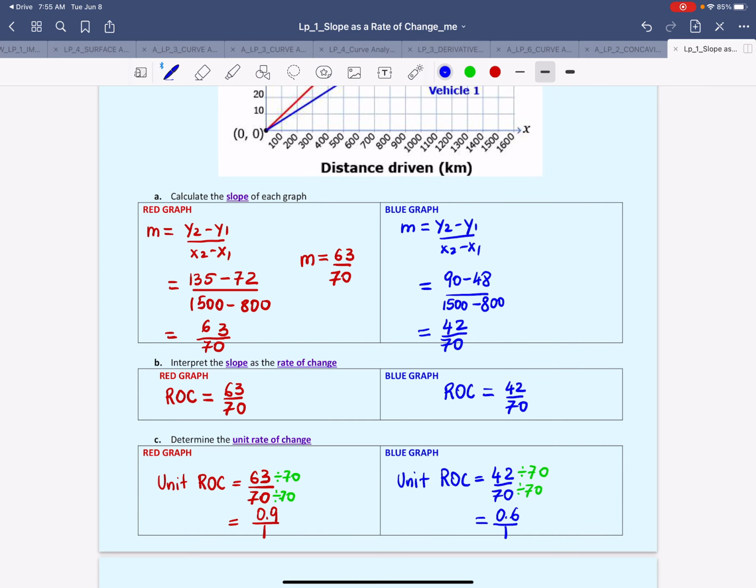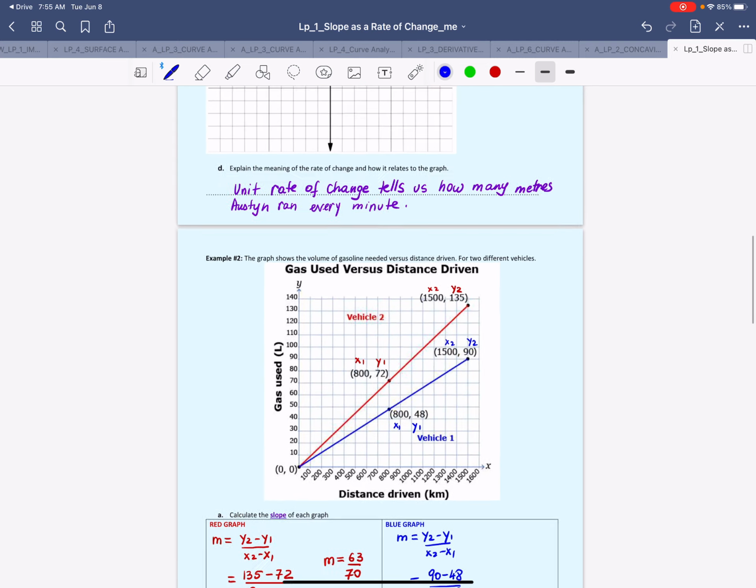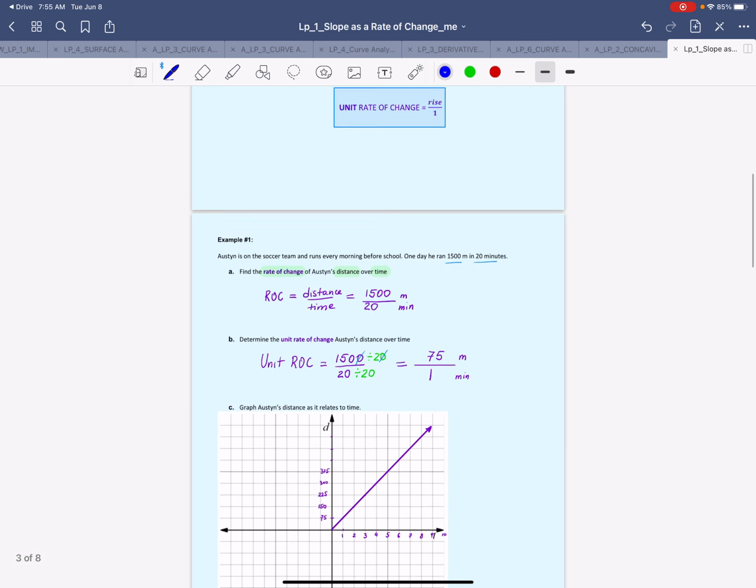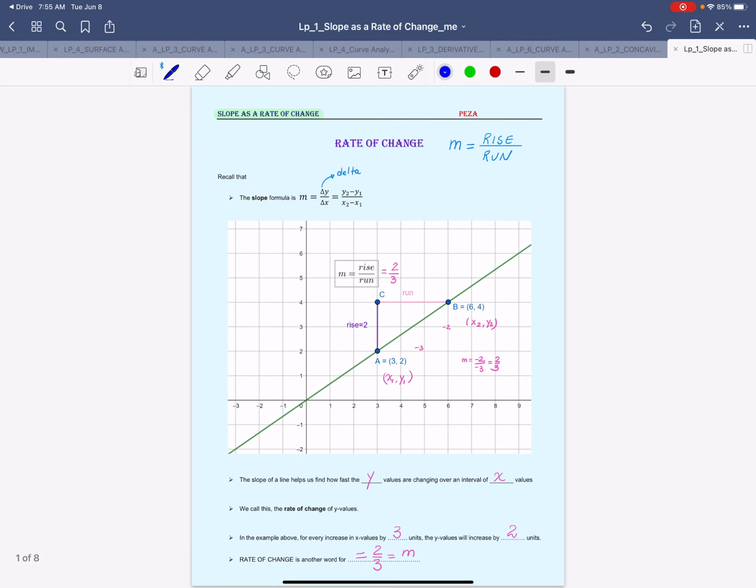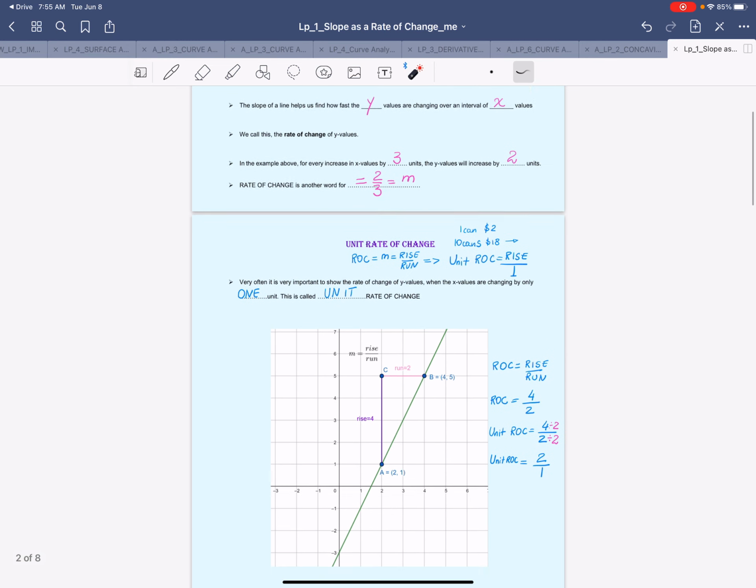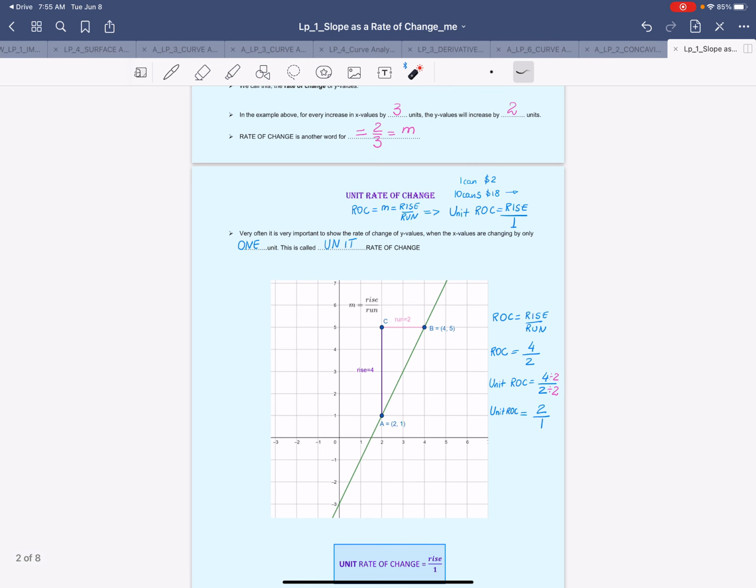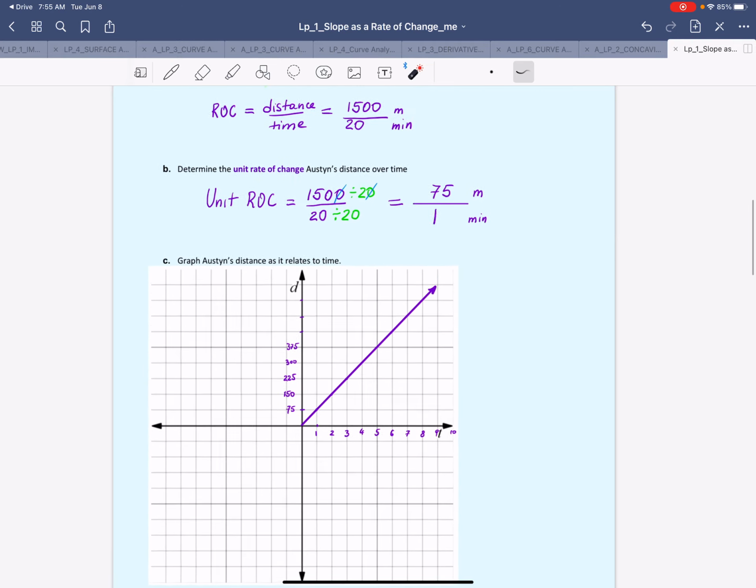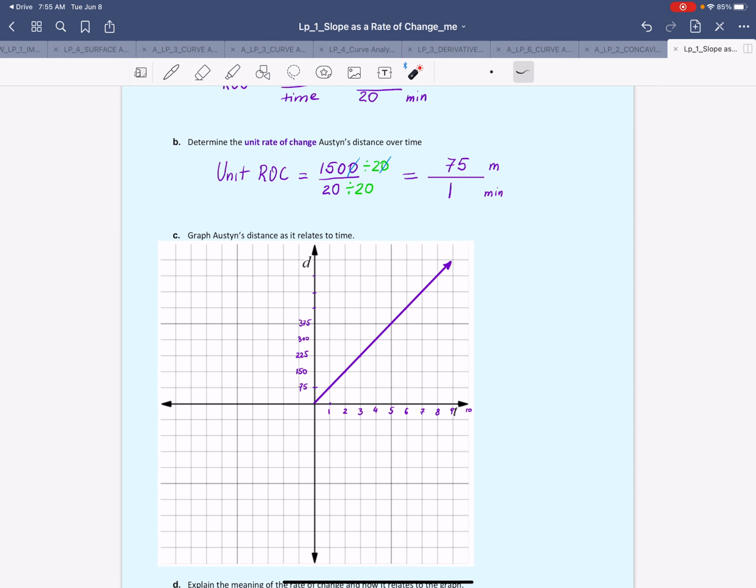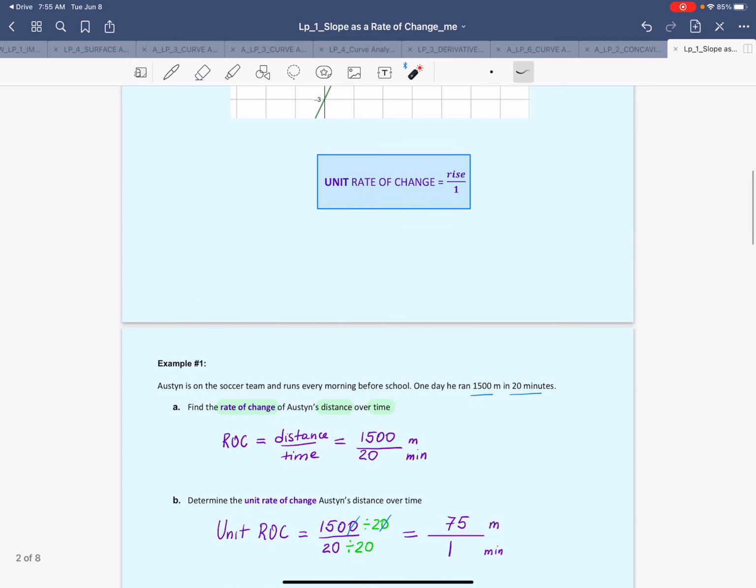So this was the lesson about slope as a rate of change, and unit rate of change. So two main things we need to remember. The rate of change is just another name for slope, and it describes how fast the dependent variable is changing over an interval of change of the independent variable. And the second thing we need to remember is that the unit rate of change is rate of change but described with a denominator, or brought to a denominator, of 1.